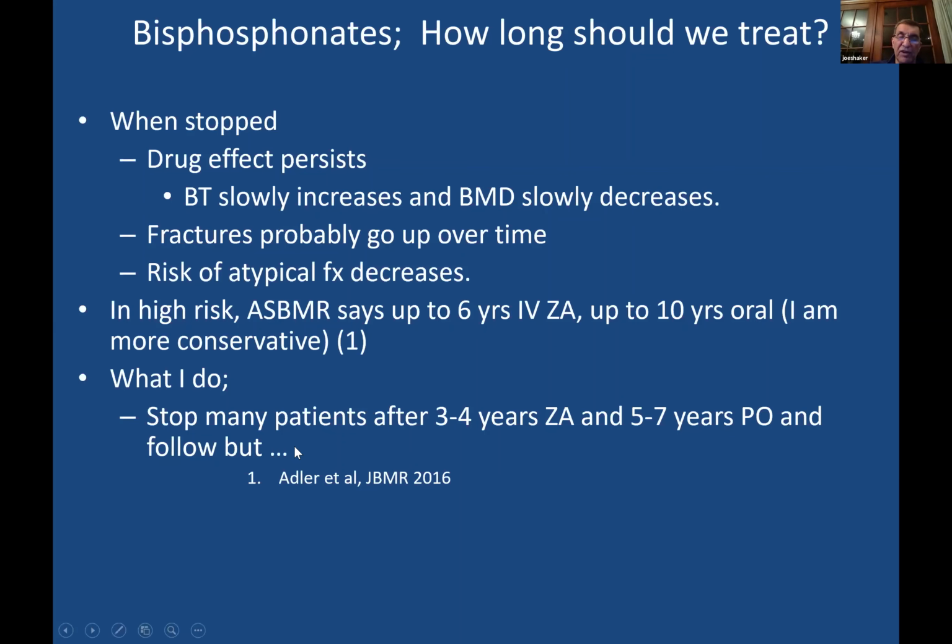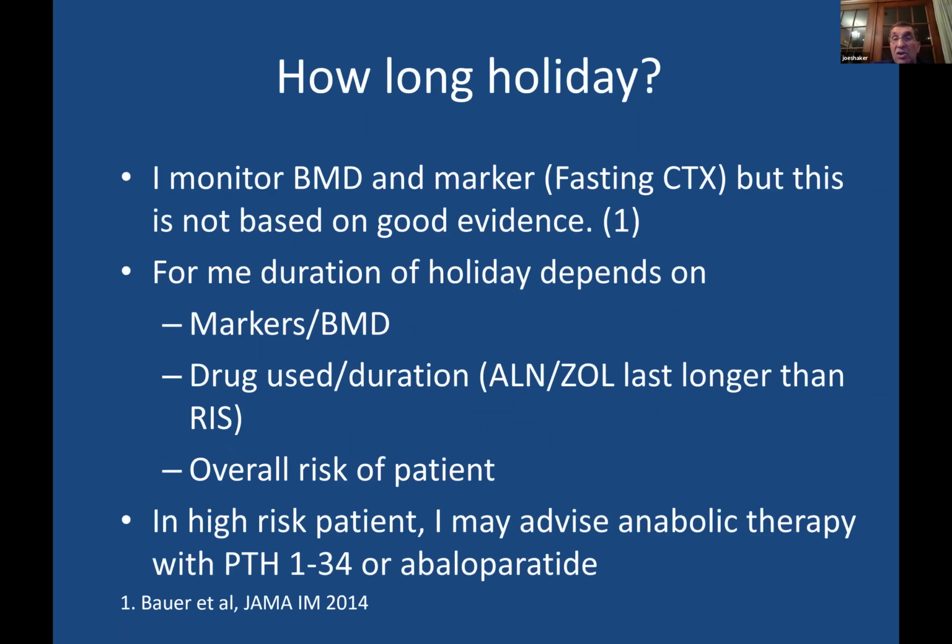I'm more conservative. I typically treat with 3 to 4 years of IV or 5 to 7 years of oral and follow them. But how long? So I can tell you, it's not based on good evidence, but I monitor bone density and a marker of bone resorption. I use the fasting CTX. And if either that goes up above about the midpoint of the premenopausal range or the bone density starts to go down, that's when I retreat. And obviously, if it's a very high-risk patient, I may go right to anabolic therapy.